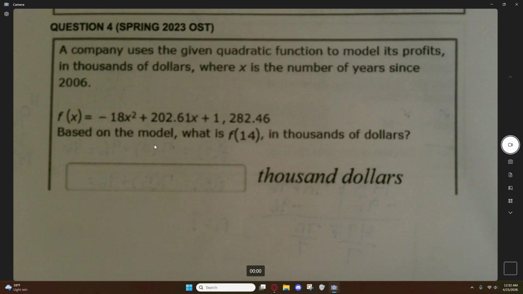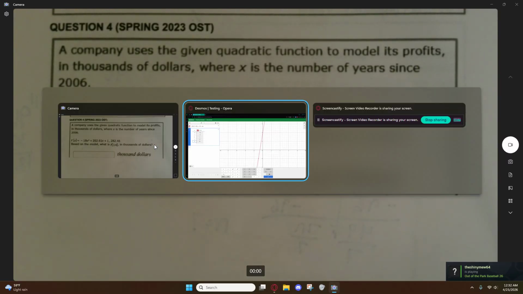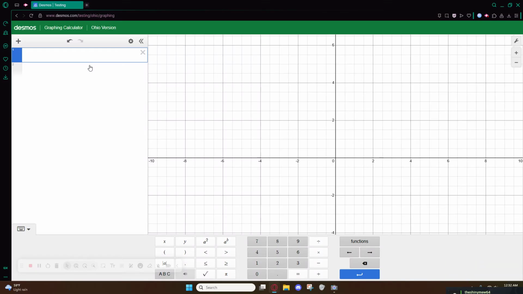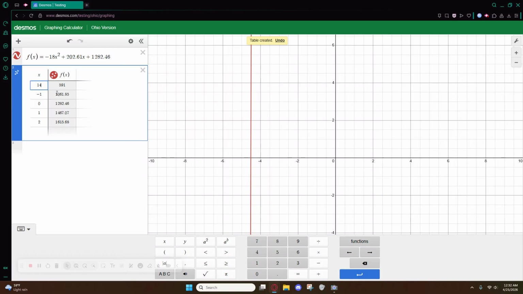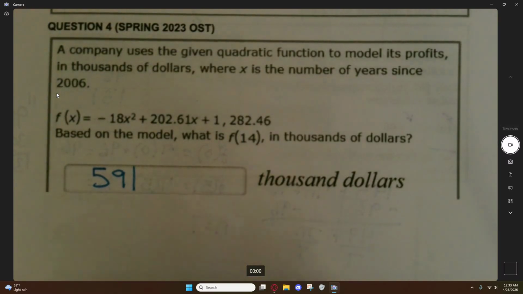If you tried to solve this manually, this would be a nightmare. Luckily for you, Desmos. So type in the equation exactly as it is. F of x equals -18x squared plus 202.61x plus 1,282.46. The graph doesn't look very helpful, and that's because it's not. There are very big numbers we're working with here, but to find f of 14, click your cog, click your table, put in 14, 591, 591, and you're done. That's it.